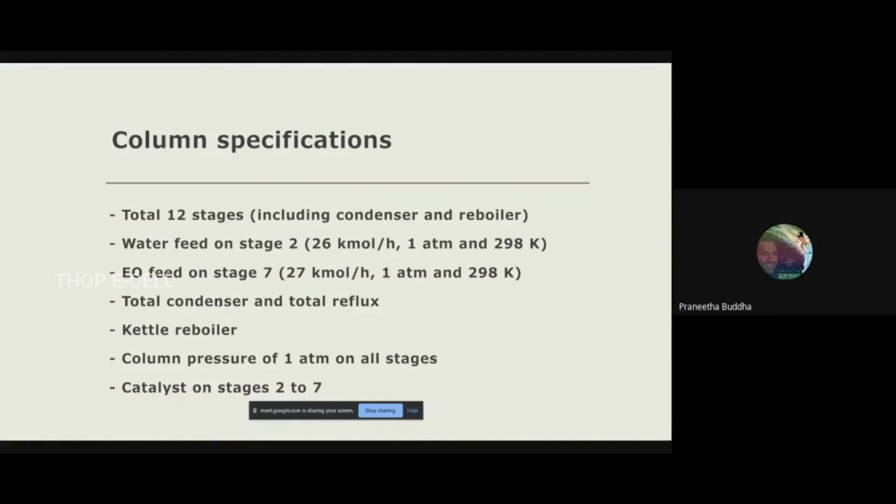Column pressure of 1 atmosphere is maintained on all stages. Catalyst is present on stages 2 to 7 because stages 2 to 7 are known as the reaction zone, and the region below stage 7 is the stripping zone of the reactive distillation column.